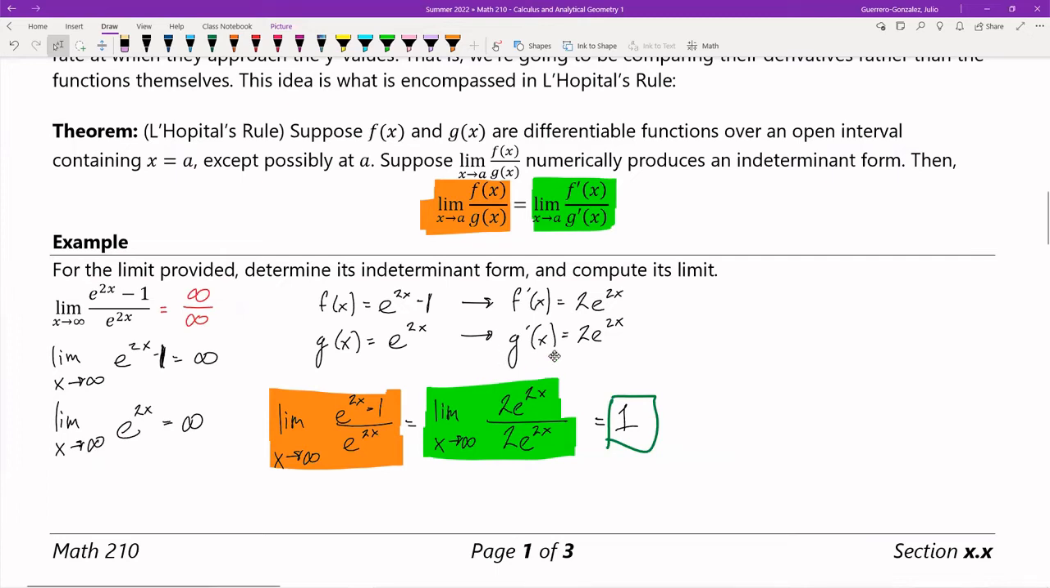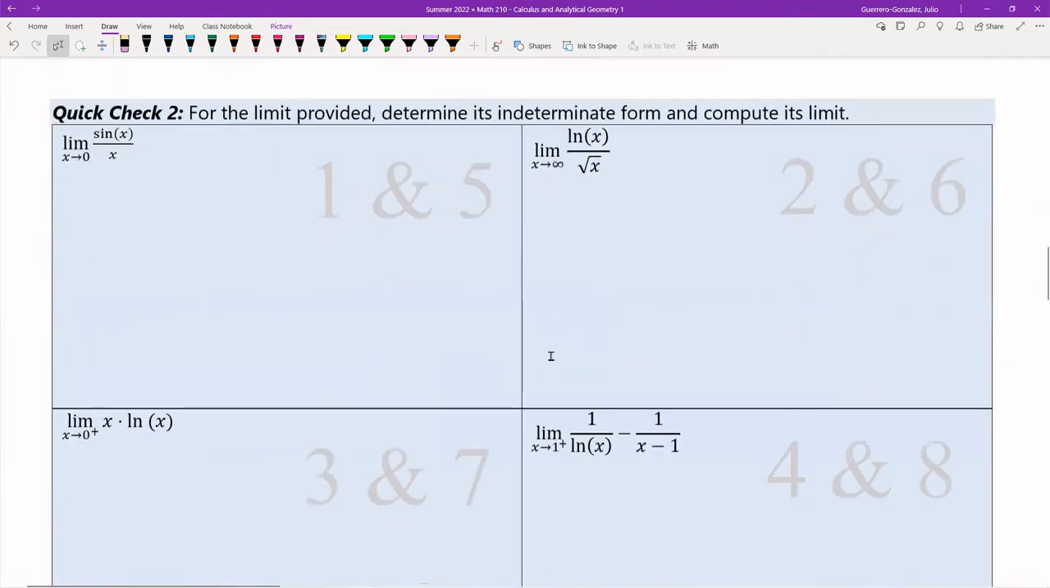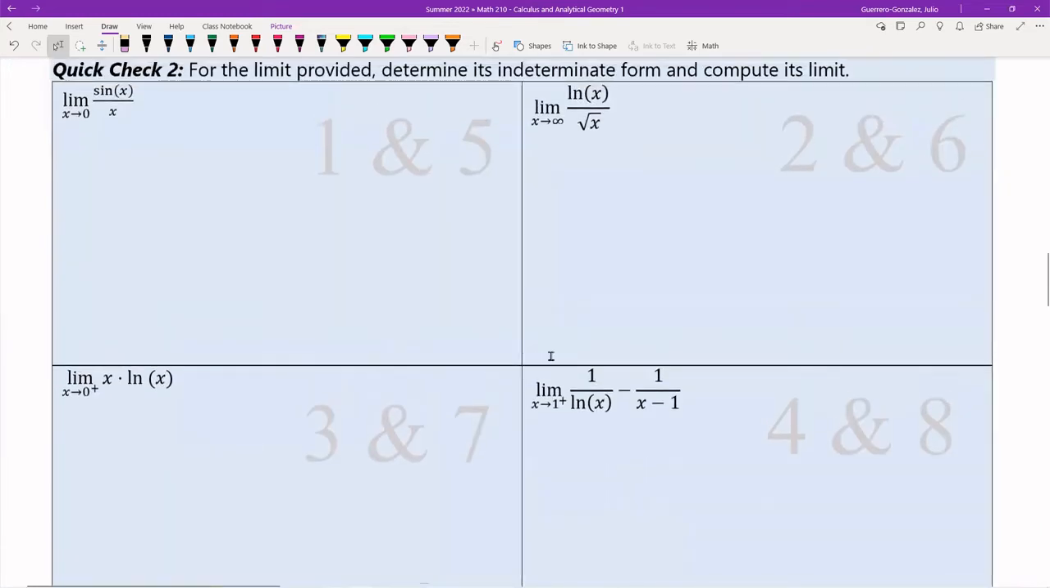Okay, so what I want you guys to do now is use the indeterminate form and L'Hopital's rule. I want you to go back. You found the limits from above. I want you to go back and now look at the actual function, use L'Hopital's, and find the limit. Okay.